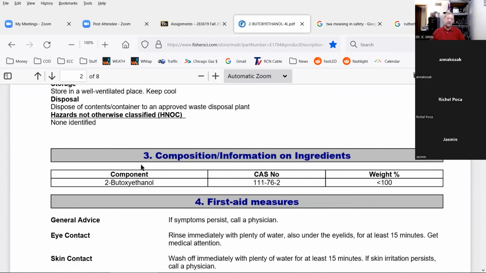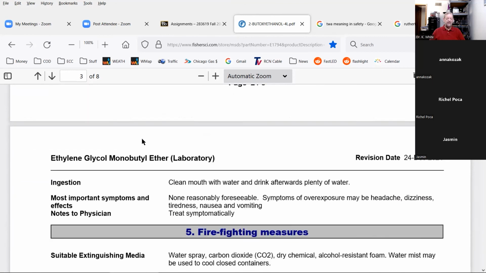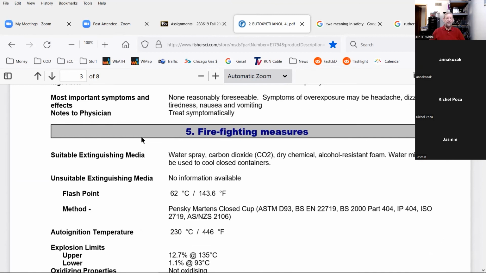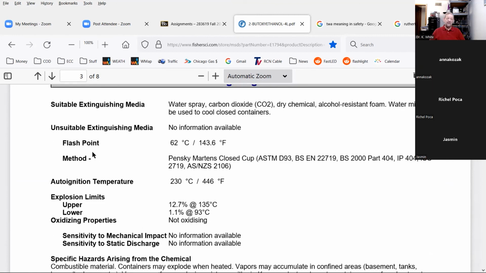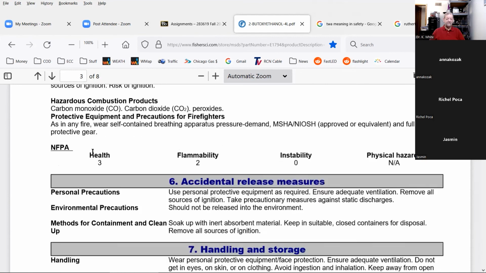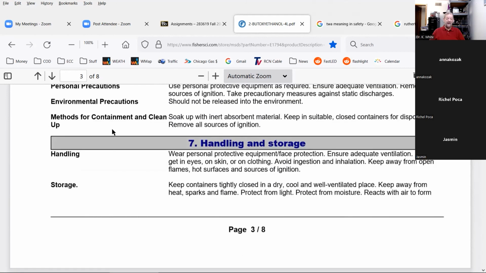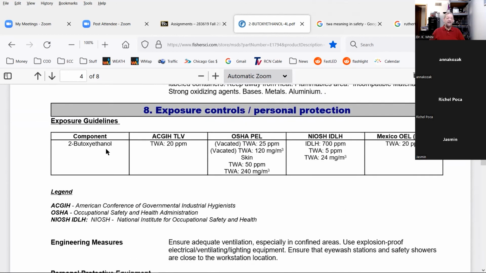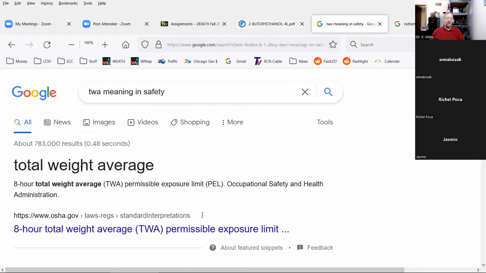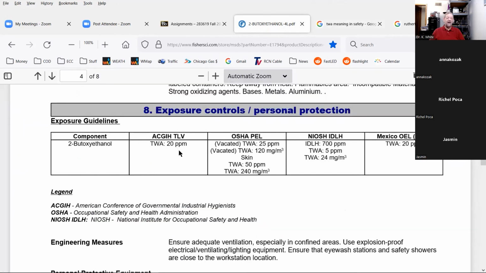Here, it'll show you the composition. For this, it's 100%. This wasn't the oven cleaner. Then general advice, important symptoms and physical data. What you should do if you accidentally spill some, how to handle it. And then here, TWA means, in case you don't know, time weighted average. That means in exposure over an 8-hour period, you shouldn't have more than 25 parts per million.